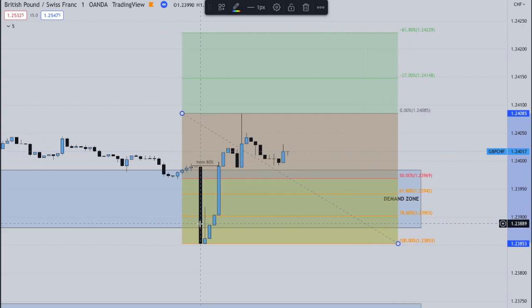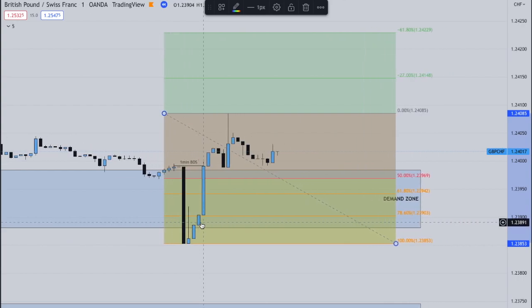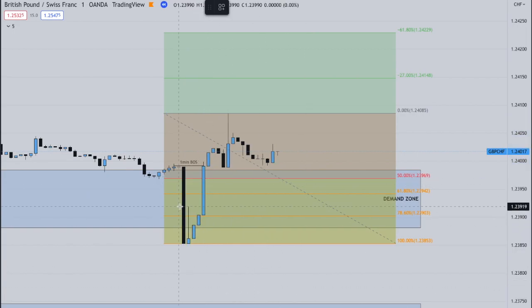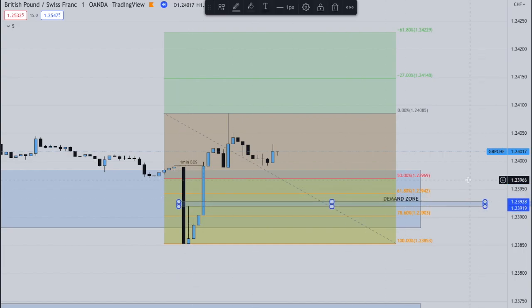So one of the things I want you guys to notice is this wick. It wicked up and then it came down before it impulsed up. You have this large engulfing candle, but you have this level of inefficiency, this imbalance. So what we want to do, we want to take this area right above this wick, and move this over as our point of interest.